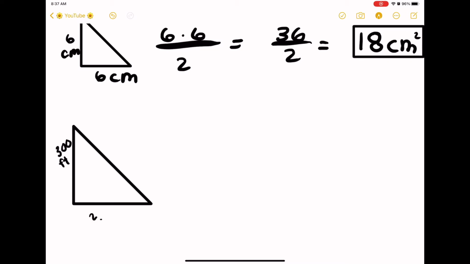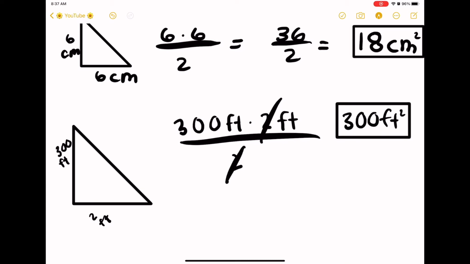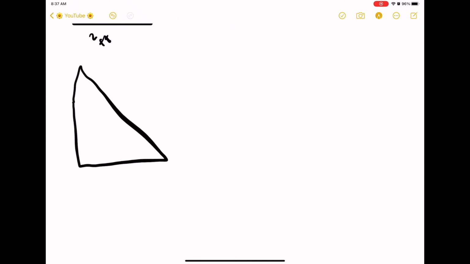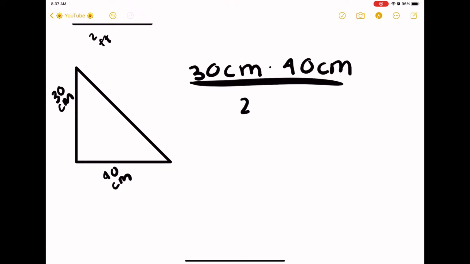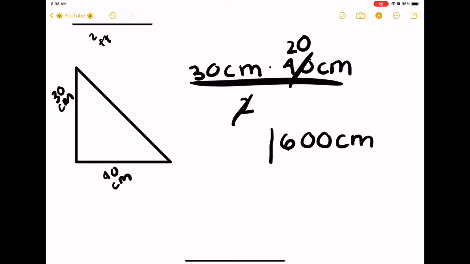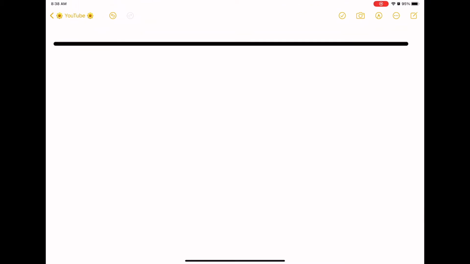Let's say we have 300 feet and 2 feet. So there's a way you can simplify this, instead of doing all the calculations. So 2 and 2, 2 divided by 2 is 1, so we can cross those out, and then we'll just get 300 feet squared. So we're essentially just making the equation easier for us to solve. And same exact thing we could do here. We can divide by 2, the top and the bottom, and we'll get 30 times 20, which is 600, and then the unit is centimeters, so it's centimeters squared.